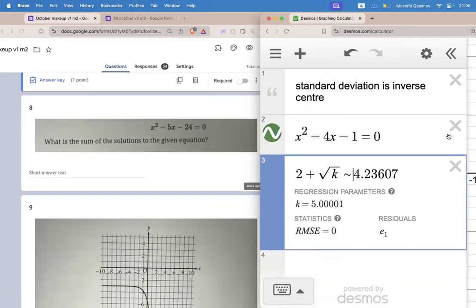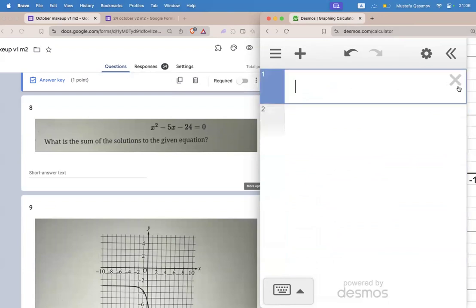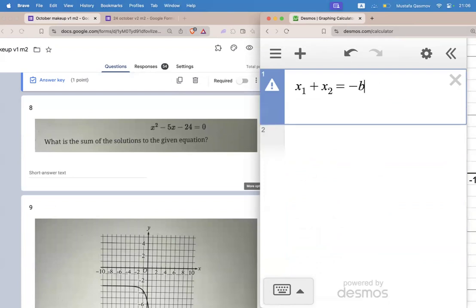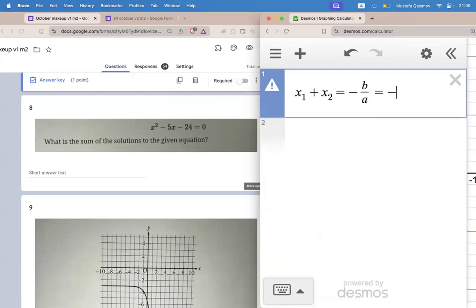8. For 8, it is Vieta. We know that the sum of solutions is equal to negative b over a. The product of solutions is equal to c over a. Here it says sum of solutions. x1 plus x2 is equal to negative b over a, and it is equal to negative negative 5 over 1, so 5. Answer is 5.